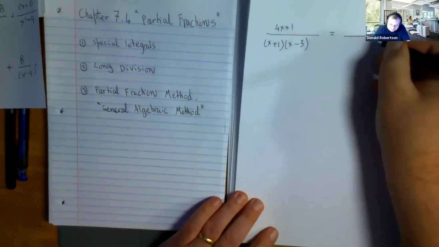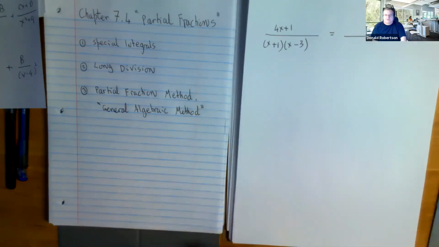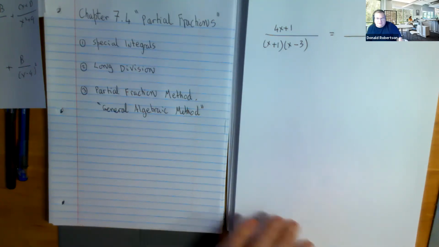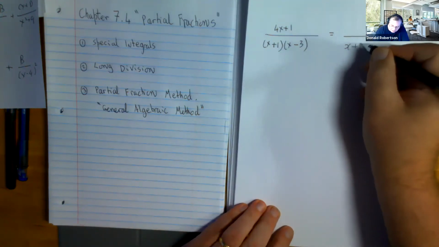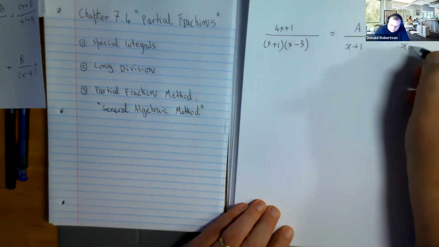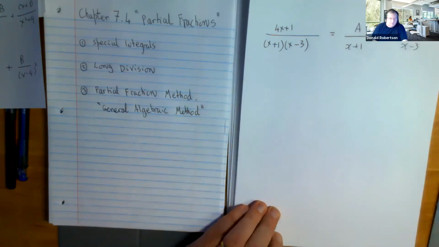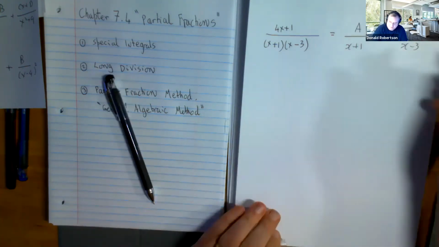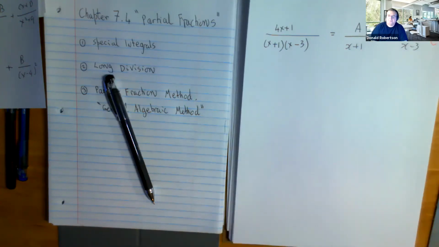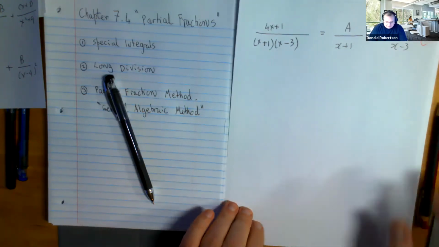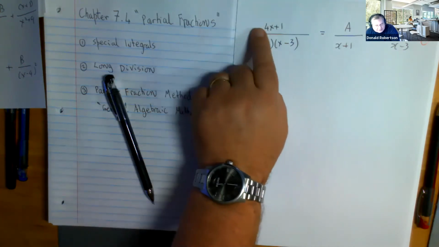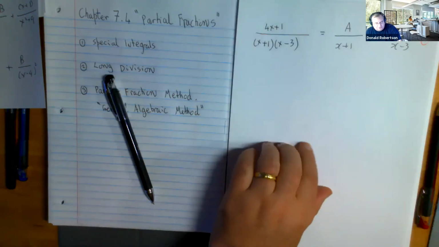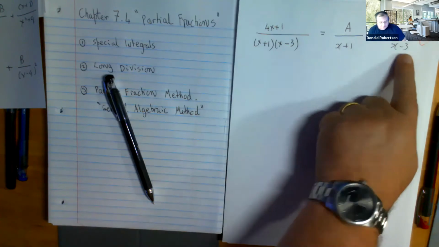Well, I need to split it into its two partial fractions. This is kind of cool, but it is magic, as you're about to find out, I hope. Would you agree the two fractions are x plus 1 and x minus 3? And that is essentially step 1. You're going to be given that to integrate, but let's just forget about the integration right now and just do the partial fractions.